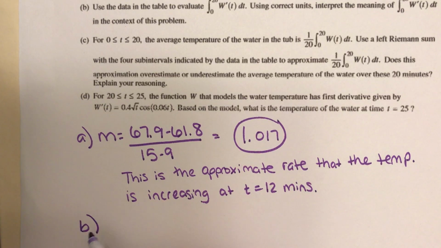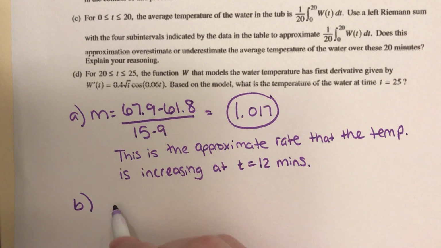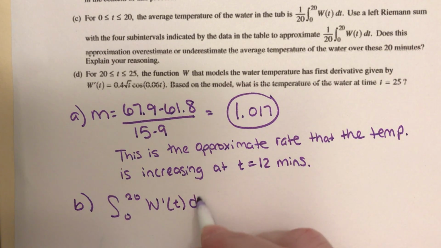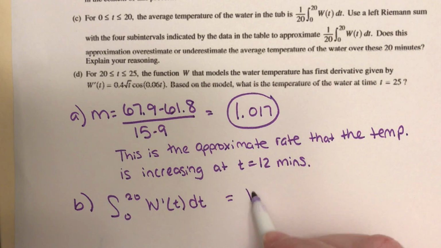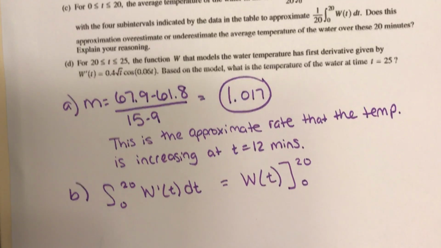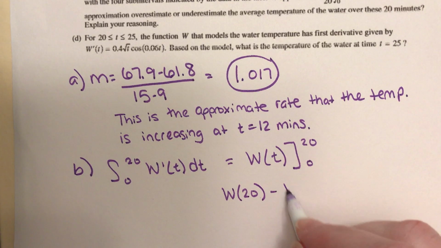Okay, next is part B. Use the data in the table to evaluate the integral from 0 to 20 of W prime of t dt. Using correct units, interpret the meaning of that in the context of the problem. Okay, so we're going to take the integral from 0 to 20 of W prime of t dt. So we're taking the integral of a derivative, which means it's just W of t, and we're evaluating that from 0 to 20. So when we evaluate, we do top minus bottom, so W of 20 minus W of 0.